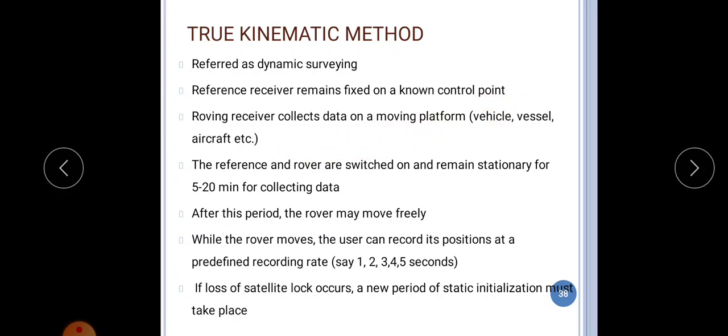After this period, the rover may move freely. While the rover moves, the user can record its position at a predefined recording rate. അതായത് ഒരു predefined recording റേറ്റിലാണ്, അതായത് പെർട്ടിക്കുലർ ഒരു 1 സെക്കൻഡിൽ, അതായത് ഒരു പോയിന്റിൽ 1 സെക്കൻഡ് നിൽക്കുക, ഡാറ്റ കളക്ട് ചെയ്യുക, വീണ്ടും മൂവ് ചെയ്യുക, അങ്ങനെ. അതായത് സ്റ്റോപ്പ് ആൻഡ് ഗോ പോലെ ഒരുപാട് ടൈം അത് അവിടെ നിൽക്കുന്നില്ല, ഇങ്ങനെ കണ്ടിന്യൂസ് ആയിട്ടുള്ള മൂവ്മെൻറ്റാണ്. ആ മൂവ്മെൻറ്റിലാണ് ഈ ഡാറ്റ കളക്ട് ചെയ്യുന്നത്.